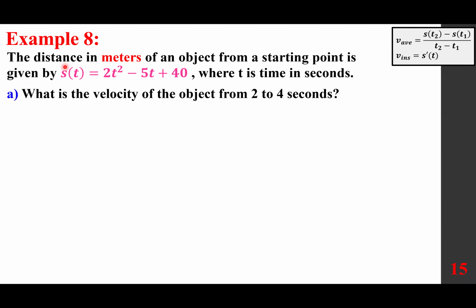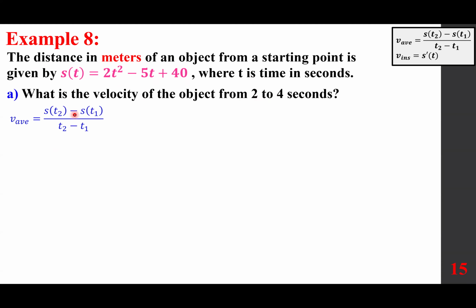I hope you remember this question. The distance in meters of an object from a starting point is given by s of t equals 2t squared minus 5t plus 40, where t is time in seconds. What is the velocity of the object from 2 to 4 seconds? It was in feet when we did it before. So simply s of 4 minus s of 2 divided by 4 minus 2. That's average velocity, total distance over total time.